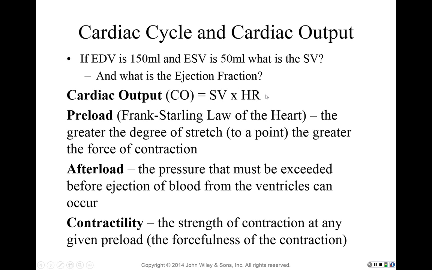So for instance, in our example just above, our stroke volume was 100 milliliters ejected with each beat. If you have a heart rate of 70 beats per minute, you take 70 times the 100, and you have 7,000 milliliters per minute. So that's about 7 liters of blood per minute pumped through your heart. If you start to think about that, that's an enormous volume of blood.